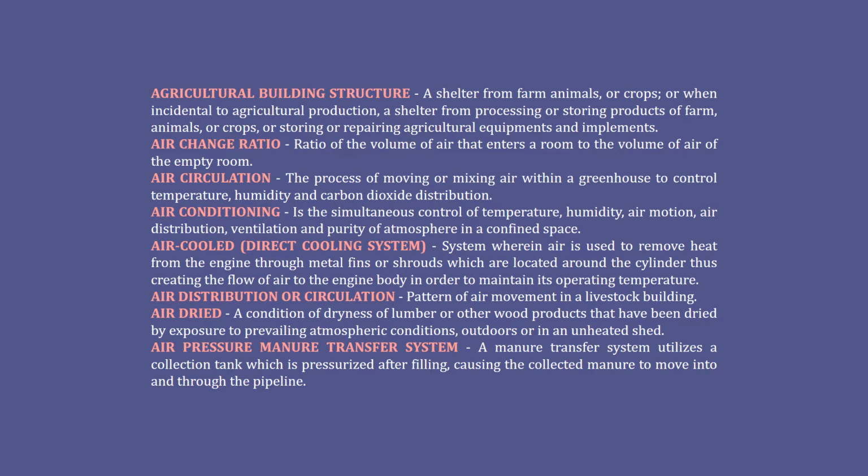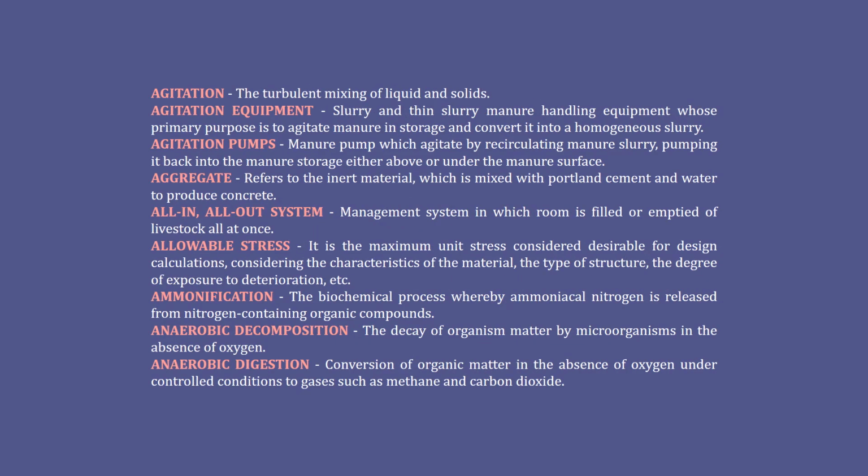Air pressure manure transfer system: a manure transfer system that utilizes a collection tank which is pressurized after filling, causing the collected manure to move into and through the pipeline. Agitation: the turbulent mixing of liquid and solids. Agitation equipment: slurry and thin slurry manure handling equipment whose primary purpose is to agitate manure in storage and convert it into a homogeneous slurry.